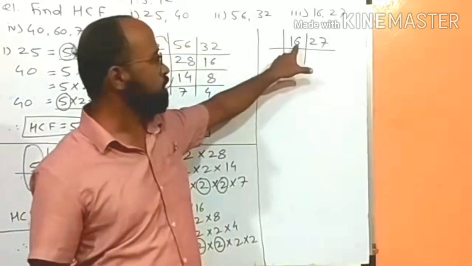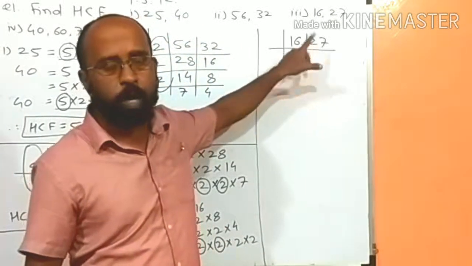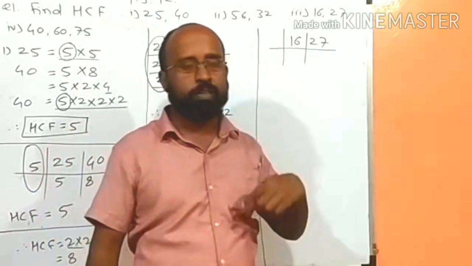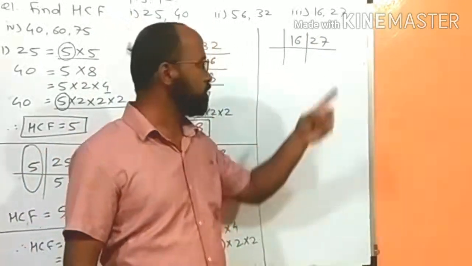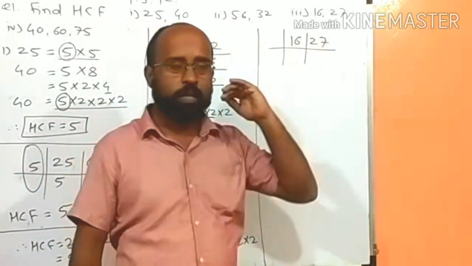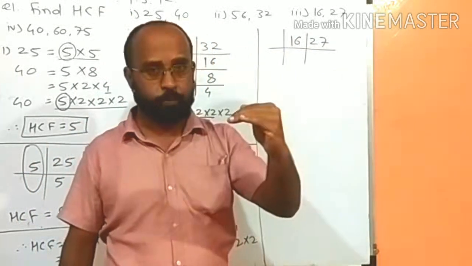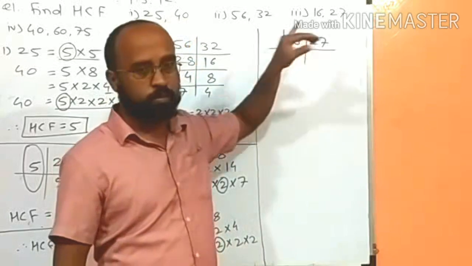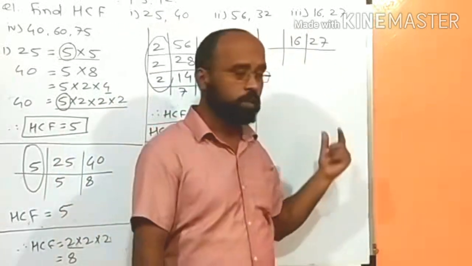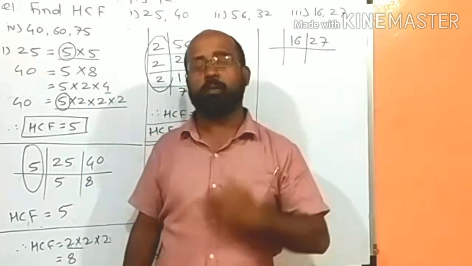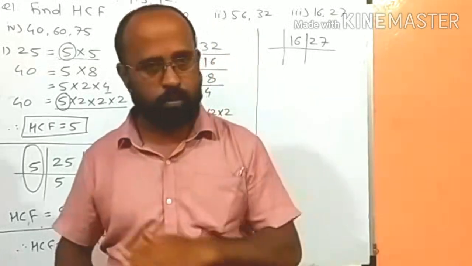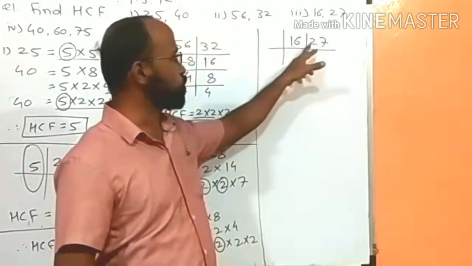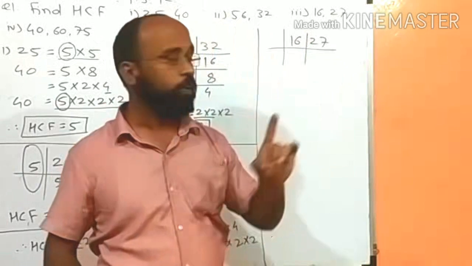So 7, none of the numbers is divisible by 7. After 7, the next prime number is 11. They are not divisible by 11. 11 2s are 22. Right? So 22 is bigger than 16, so there is no point in checking whether these two numbers are divisible by any other number greater than 11. Clear? Means these two numbers do not have any common factor between them.